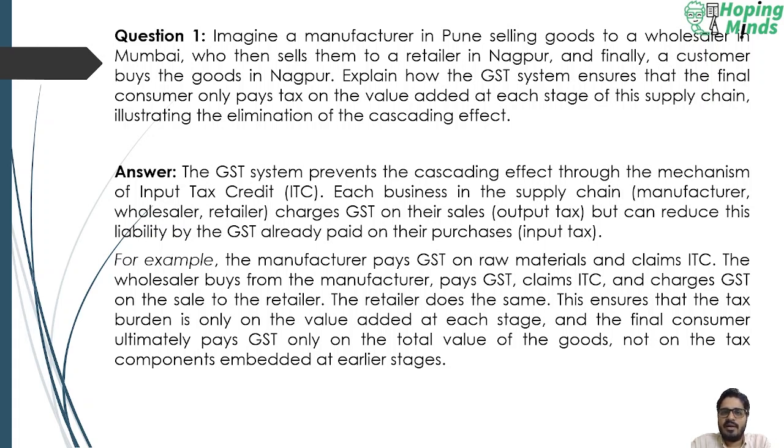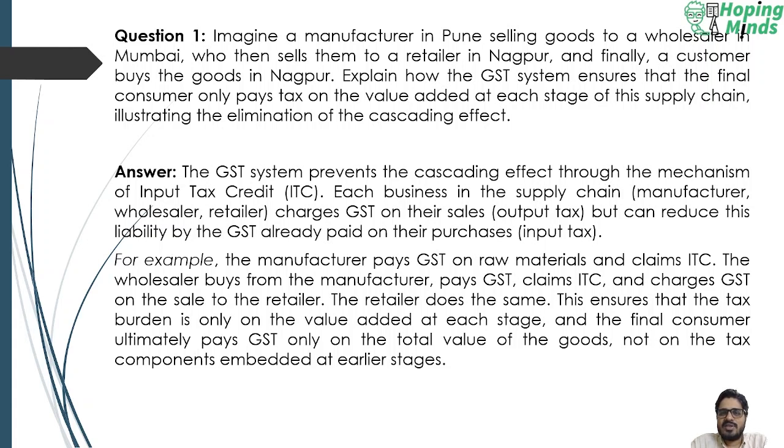Also, he has paid GST at the time of purchase. Suppose that amount comes to rupees 12. So in this case, the manufacturer will have to pay rupees 20 minus 12, that is rupees 8 in cash towards the GST liability. Although his total liability will remain rupees 20, he will discharge this liability by utilizing rupees 12 as the input tax credit and the rest, rupees 8, in cash.